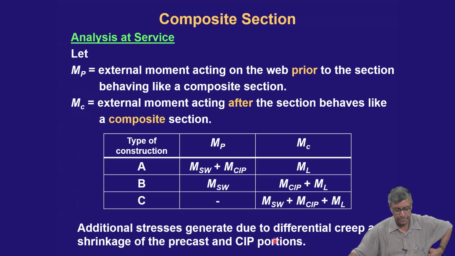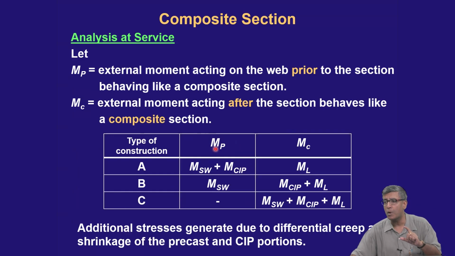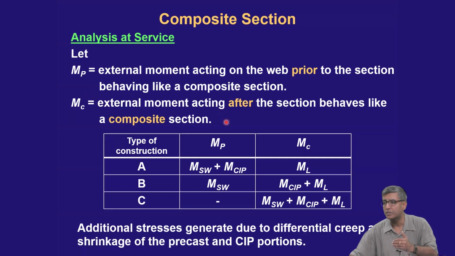In summary, depending upon our sections, I am introducing one term which is called the external moment acting on the web prior to the section behaving like a composite, because there I am using the section properties only of the precast. What are to be considered for the three cases? And what is MC? MC is the moment which comes when it acts like a composite section. What are to be considered for the three cases that have been listed?